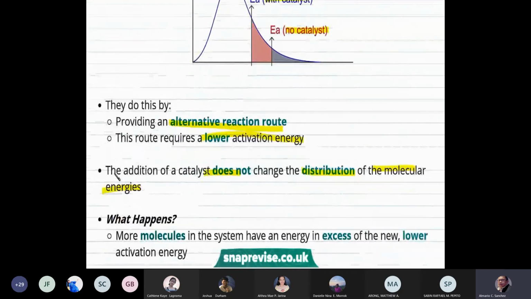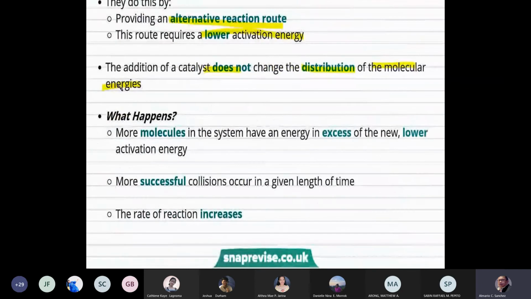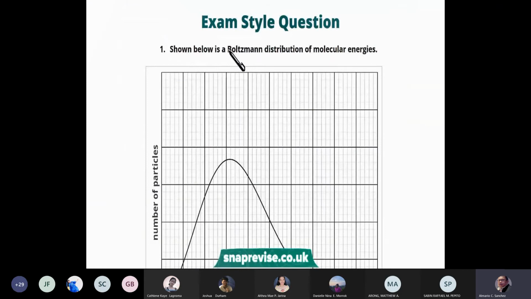So let's quickly recap what exactly is happening when we add the catalyst. Well, more molecules in the system have an energy in excess of the new lower activation energy provided by the catalyst and the alternative reaction pathway. So there are again more successful collisions in a given length of time. That's more collisions occur with energy in excess of the new lower activation energy, and therefore we see the rate of reaction increases.